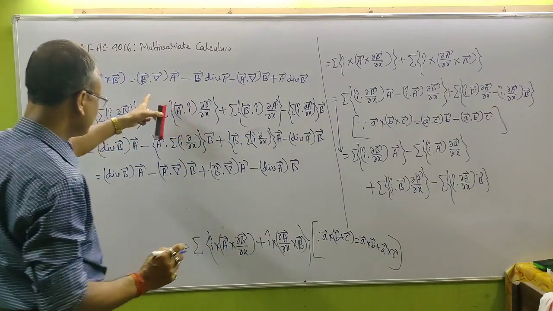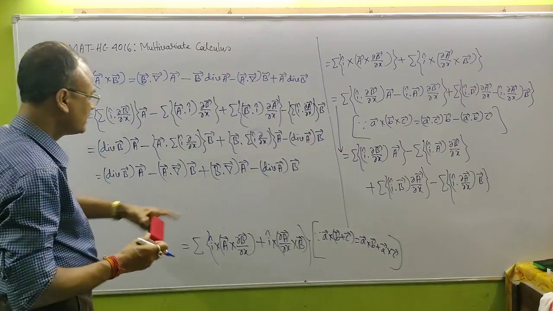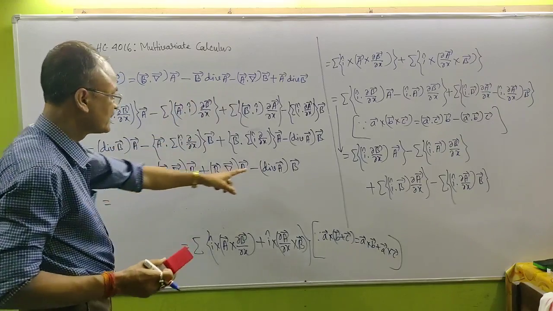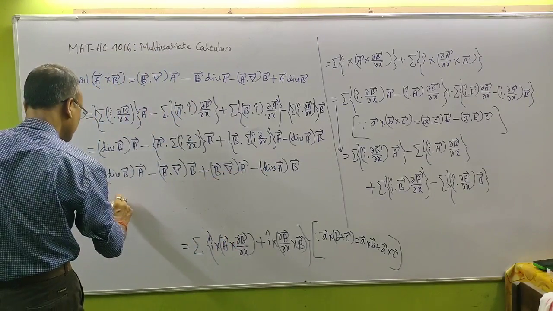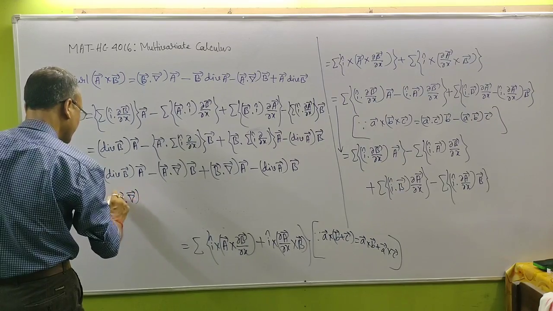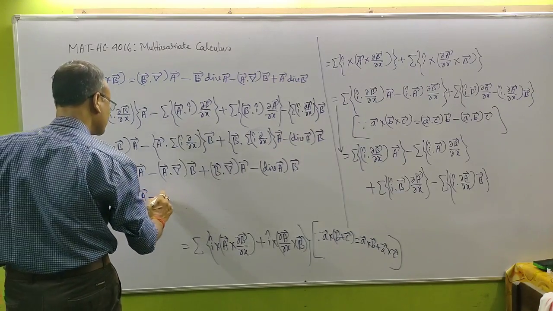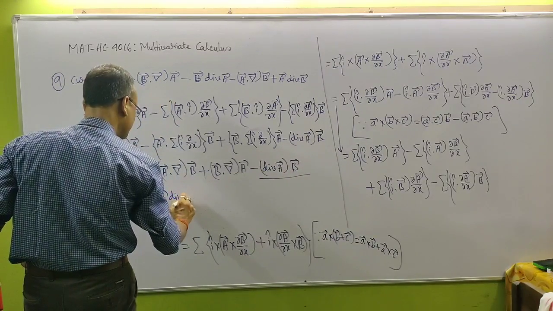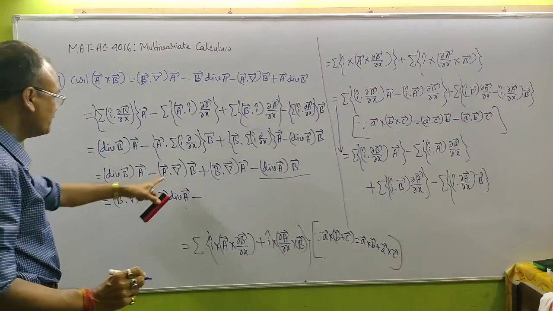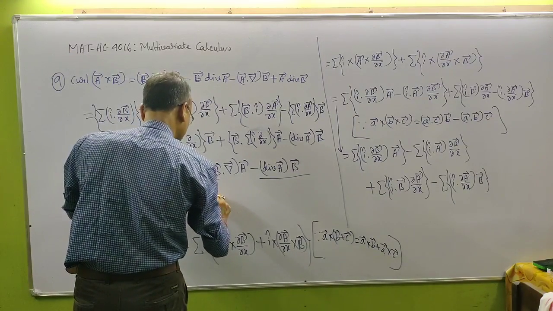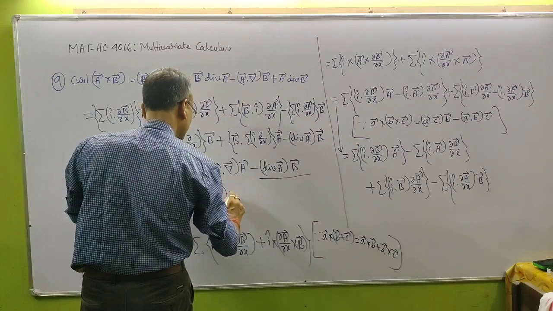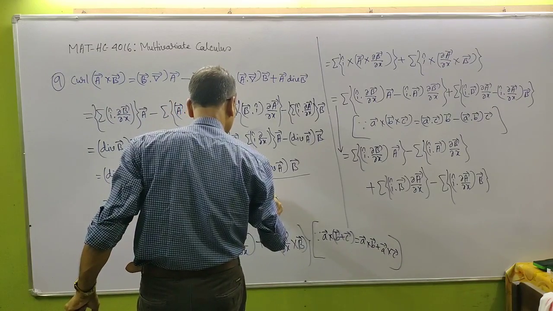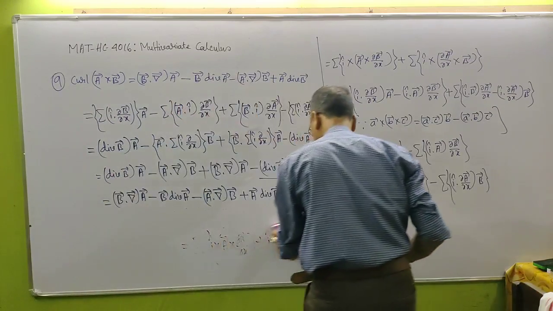B vector, which is nothing but this, is equal to B vector dot nabla A minus B divergence of A. You may write B vector dot nabla A minus divergence B, write B first, then it will be divergence of A. Again minus A vector dot nabla B plus A divergence of B.